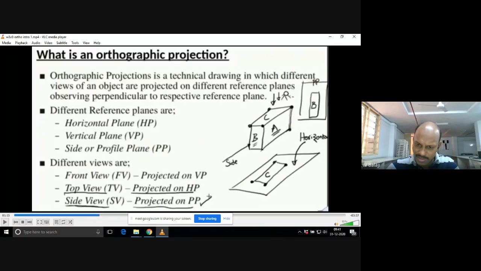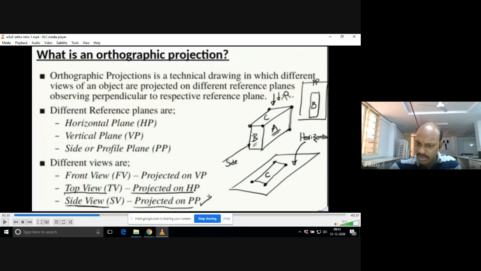The eye rays are always horizontal. Imagine you focus a torch light and the rays fall on the object. The rays are horizontal, but the plane on which the projection falls is perpendicular to the rays. That's why it is called orthographic projection. Now you can see the side view is falling on one more plane, the profile plane.